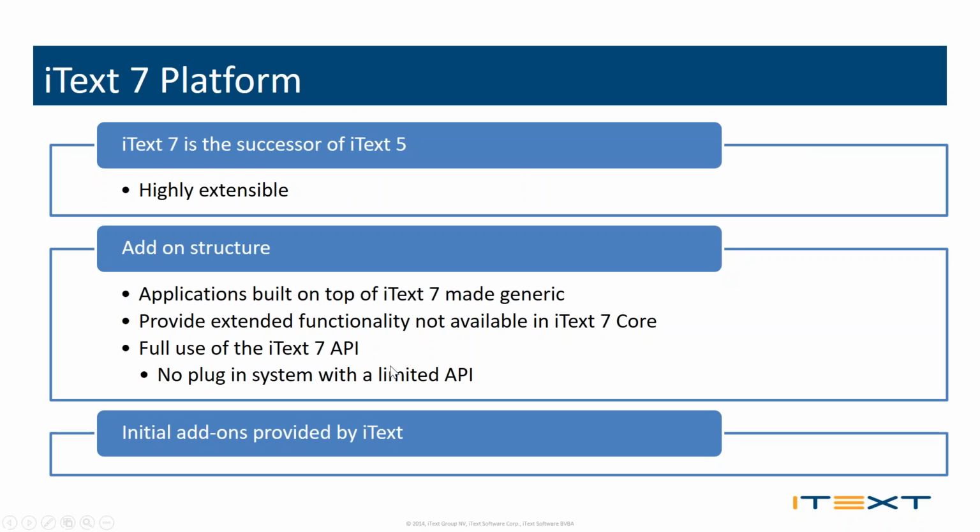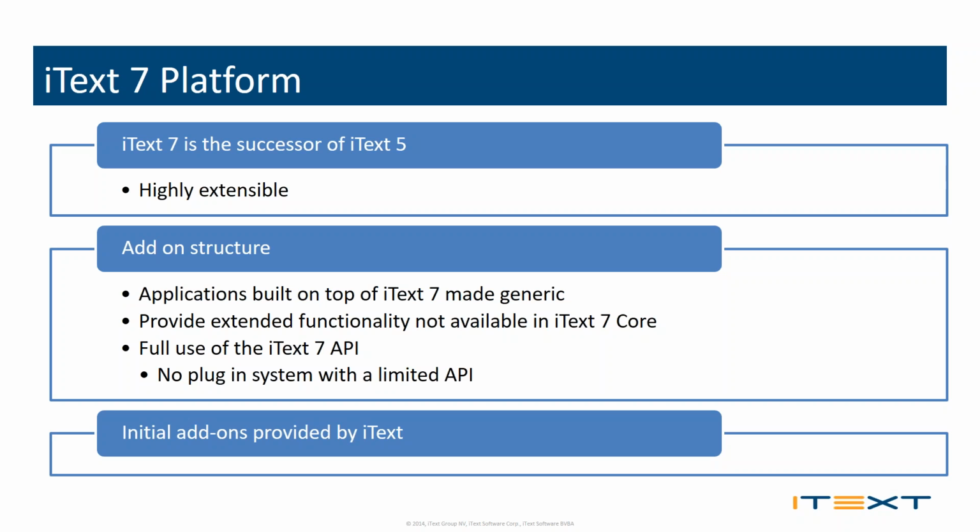iText 7 is the successor of iText 5. iText 5 was a very mature and wildly successful PDF library for Java and .NET. But with iText 5 we reached a ceiling for development and maintainability. It was very hard to extend certain features of iText to support, for instance, new font and script systems. So iText 7 is the successor of iText 5. It's highly extensible and highly maintainable.